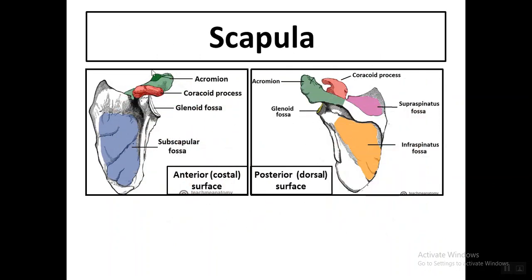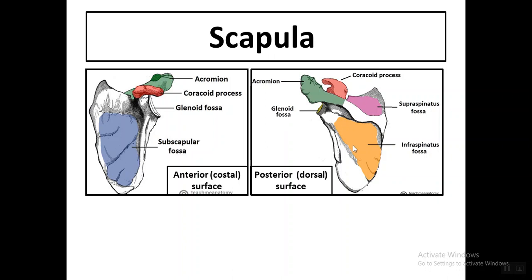Scapula, or the shoulder blade, this is a triangular bone, have two surfaces, anterior or costal surface, and posterior or dorsal surface. It have three borders. It have superior border, it have medial or vertebral border, and it have lateral border.